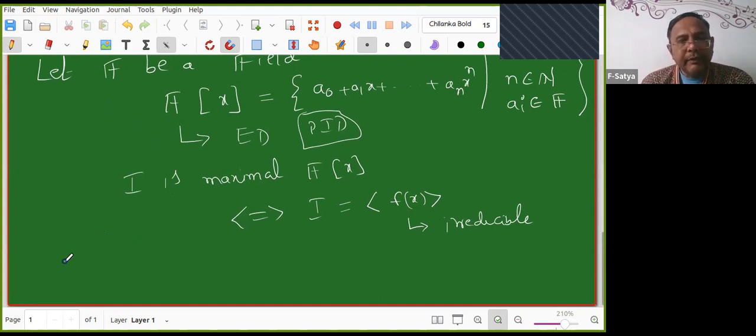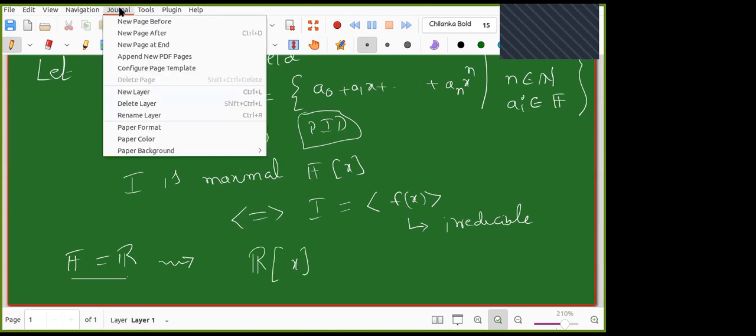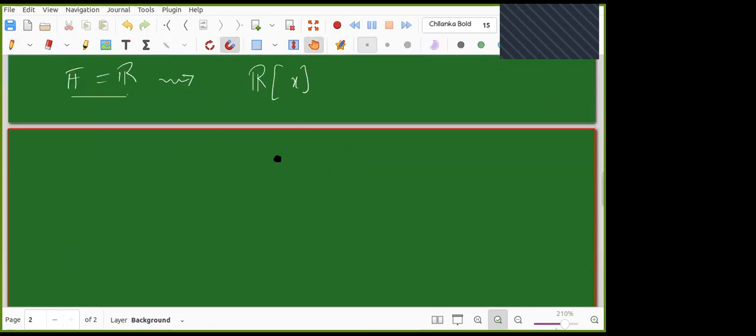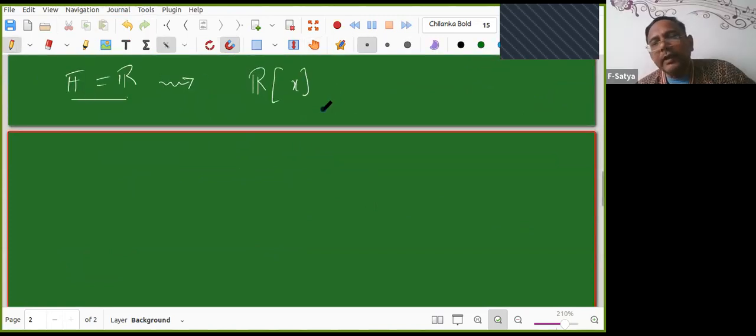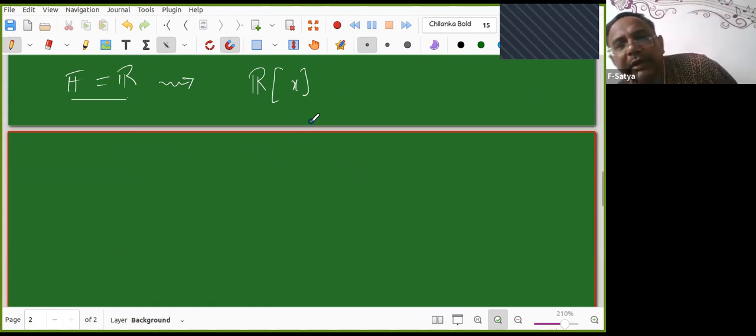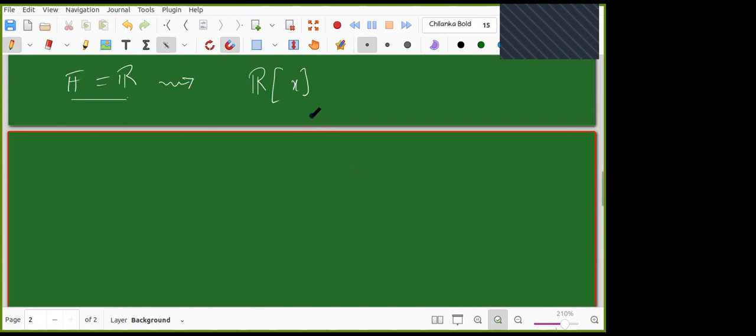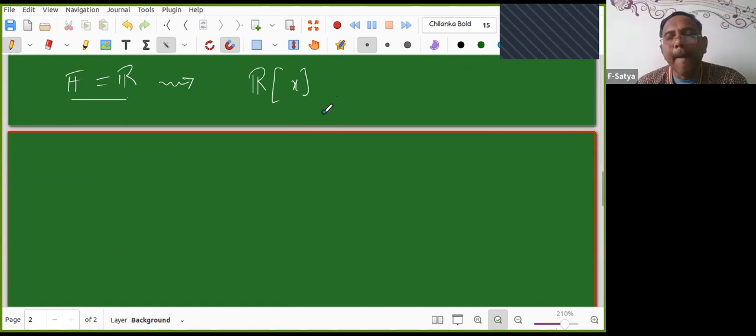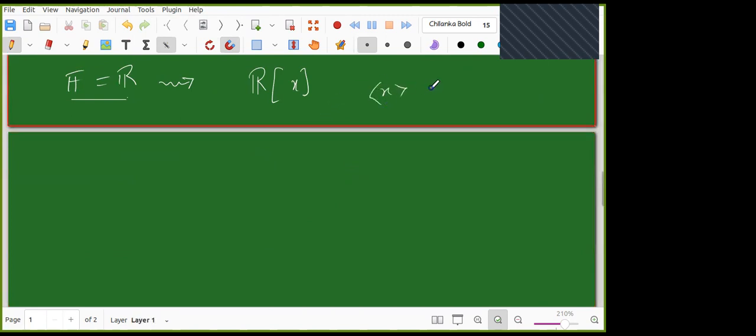So for example, if I take my field equal to the real numbers, okay, can you tell me irreducible polynomials in R[x], or irreducible elements in R[x]? x squared plus 1, right? Right. But that is not what you need to tell. When I ask for an irreducible polynomial, you need to tell a much simpler one. x plus 1. Yes, think x, much simpler one. x itself, right? Yes. So the ideal generated by x is a maximal ideal, right?